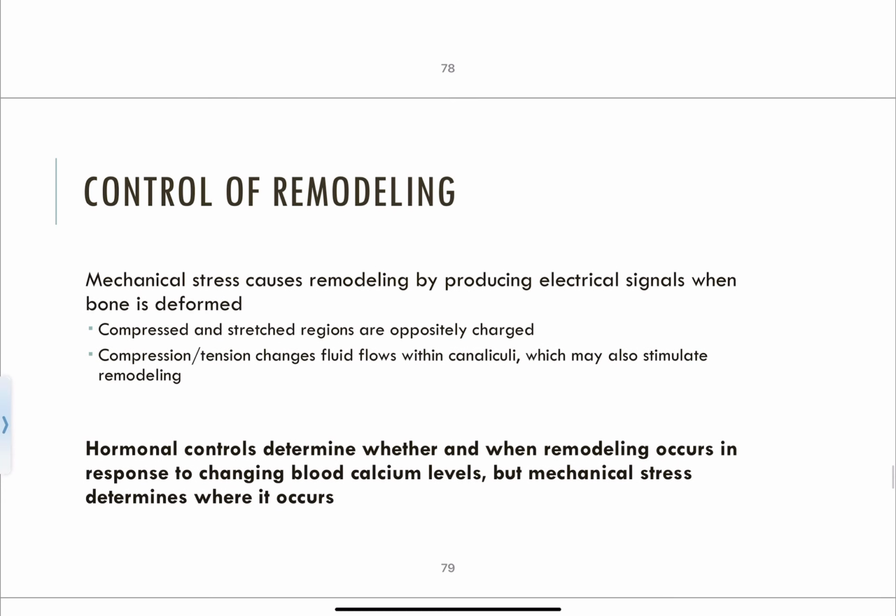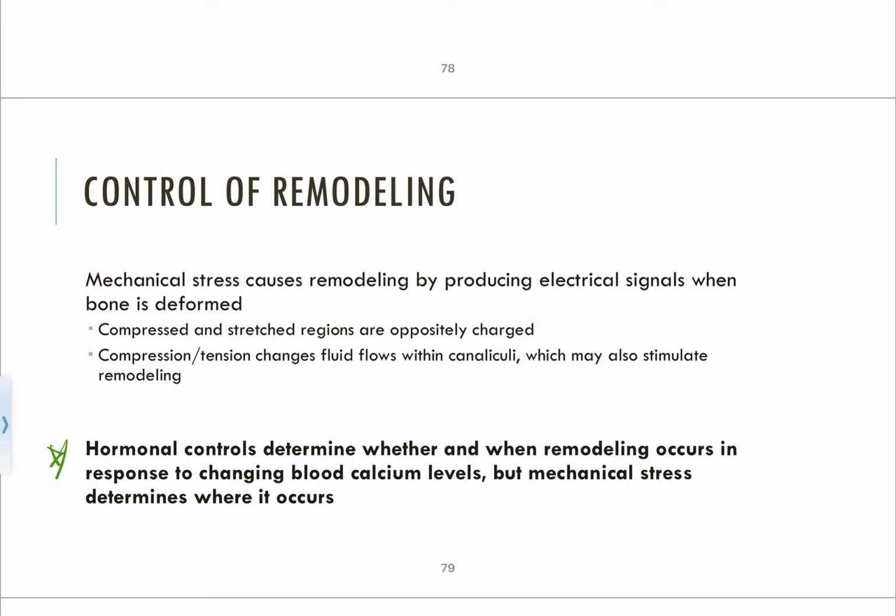So, as a recap on control of remodeling, mechanical stresses cause remodeling by producing electrical signals when the bone is deformed. There's some fluid containing ions, and those are basically the electrical signals. This fluid is then pushed through the canaliculi so that our osteocytes can be influenced. That's basically the important thing there.